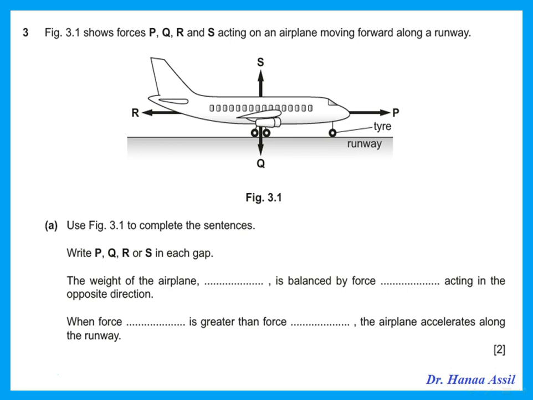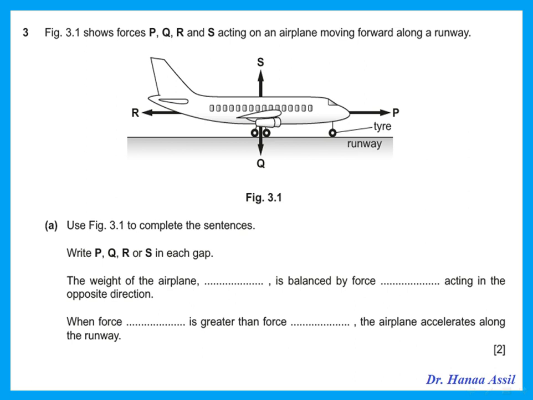Question 3 says, figure 3.1 shows forces P, Q, R, and S acting on an airplane moving forward along a runway. Use figure 3.1 to complete the sentences. You're required to write P or Q or R or S. So first of all, he's saying the weight of the airplane. Which of these indicates the weight of the airplane?